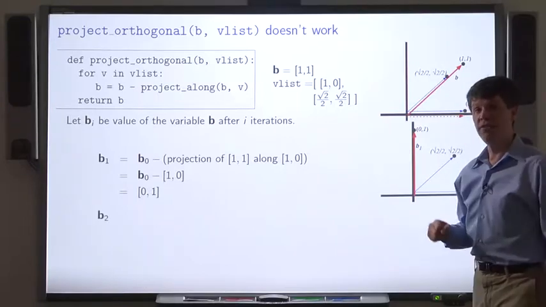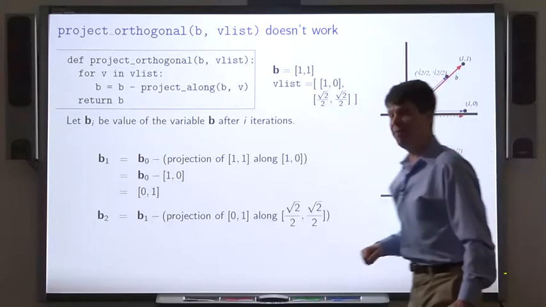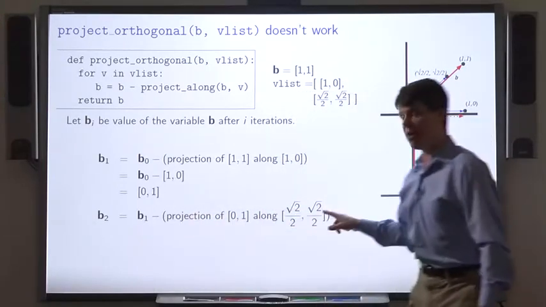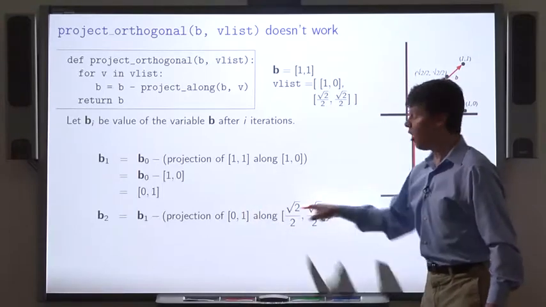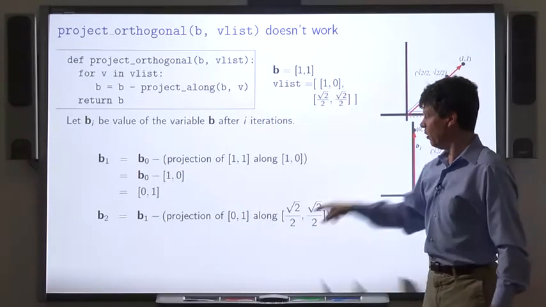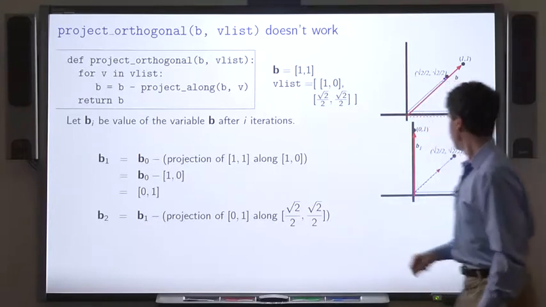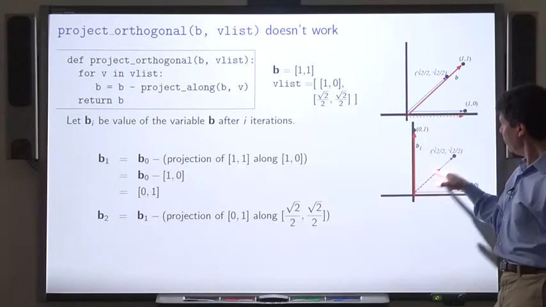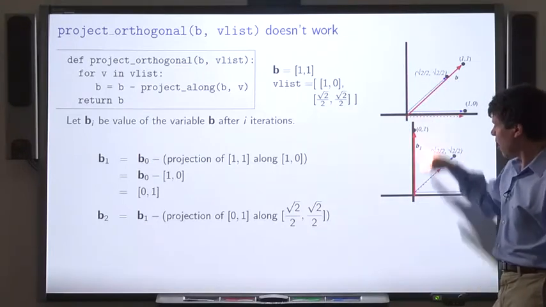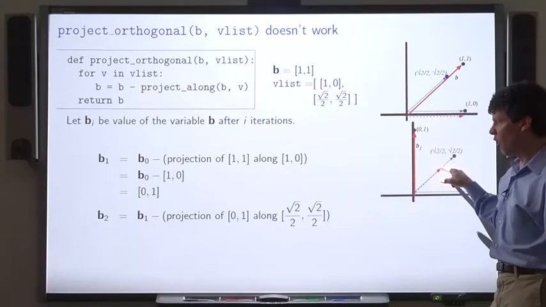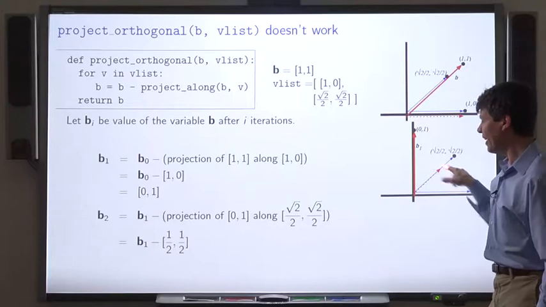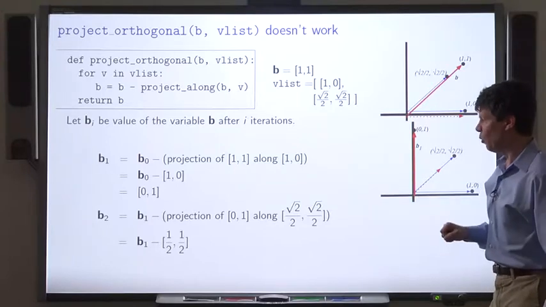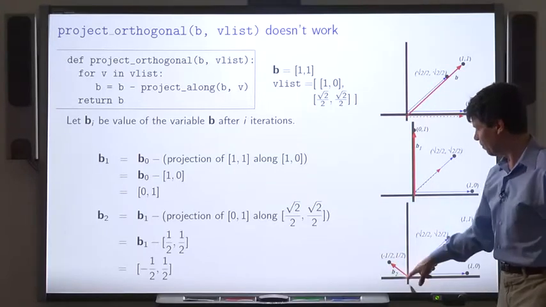Next, we have to derive b2. And b2 is derived by taking b1 and subtracting from it the projection of b1 along the second vector in v-list, root 2 over 2, root 2 over 2. So here's the projection of b1 along the second vector in v-list. And the result of subtracting that, b1 minus 1/2, 1/2, is here.